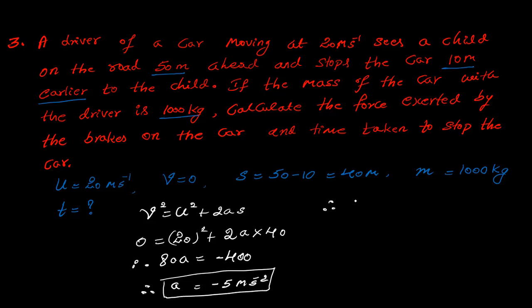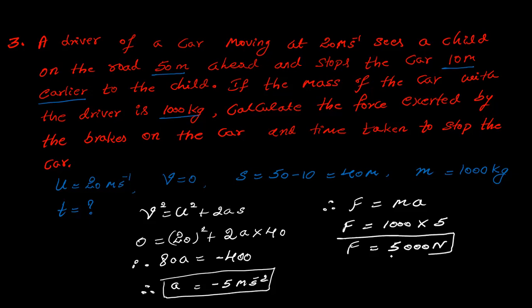Therefore, the retarding force we can calculate like this: F is equal to ma. The mass is 1000 into acceleration, and take it as 5. So it becomes 5000 Newton, the retarding force.